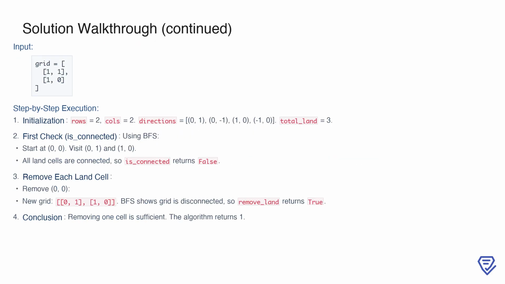This grid is a bit more complex as it contains 3 connected land cells. The algorithm starts by initializing the grid dimensions, movement directions, and the total number of land cells, which is 3 in this case. During the first connectivity check using BFS, it starts at the top left cell, visiting its neighbors and confirming that all land cells are connected. The is_connected function therefore returns false, indicating that the grid is still fully connected.